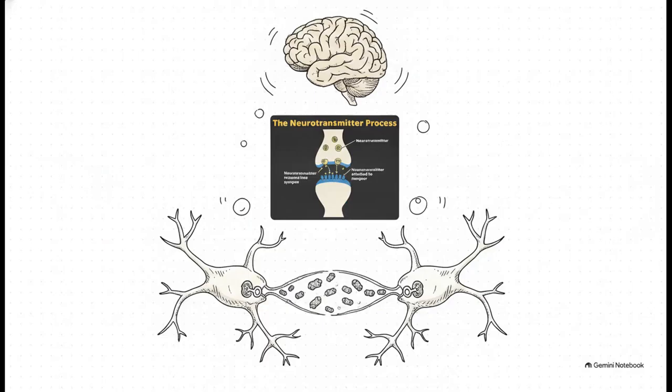You can picture it like this. Those little chemical messengers drop out of the sending neuron, float into the gap, and securely lock into the receptors on the receiving side. It's literally like a key fitting perfectly into a lock. That is exactly how nerve cells communicate.